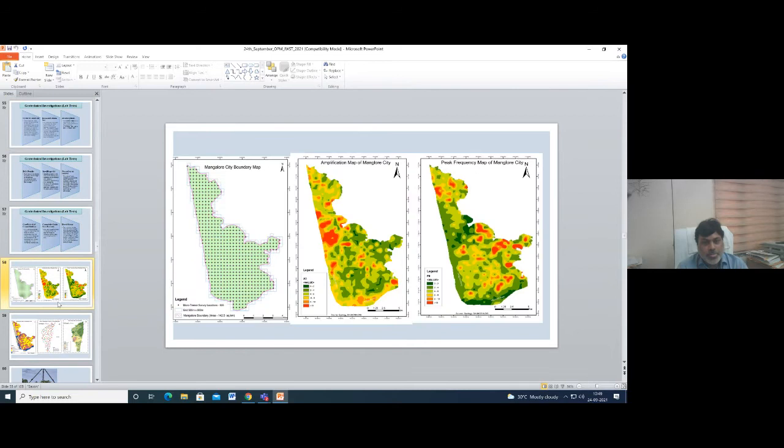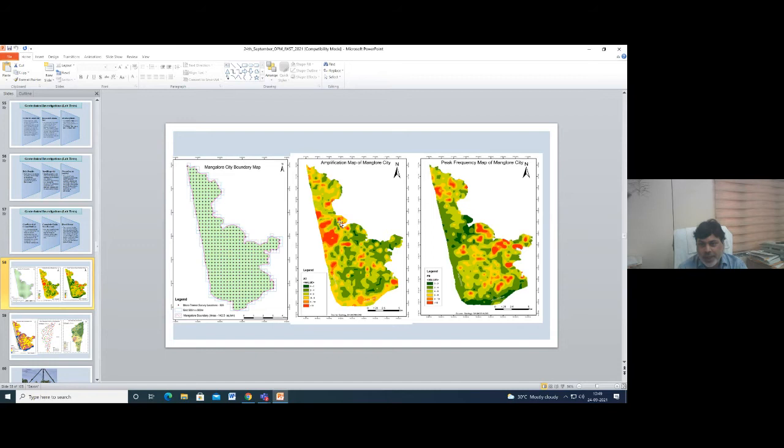And by doing that, we have taken the city of Mangalore. I just told you that the area of the city is actually 142.5 square kilometers, and this area is divided into very small grids where we put our seismograph for recording the ambient noise. So we set up a 500 meter by 500 meter grid, and then we estimated the amplification map of Mangalore city and the peak frequency map of Mangalore city.